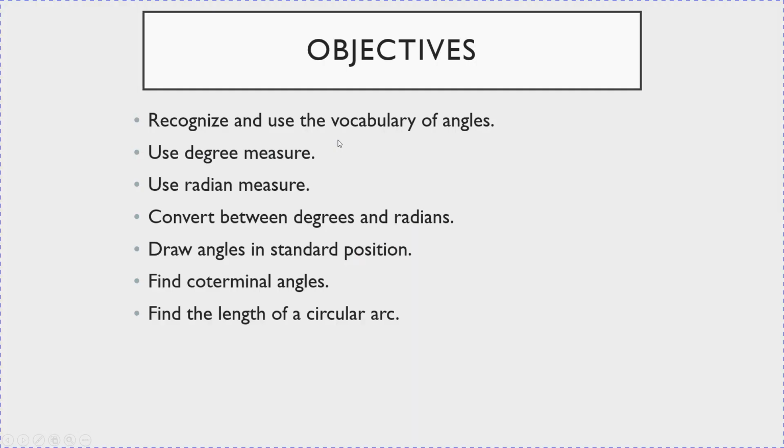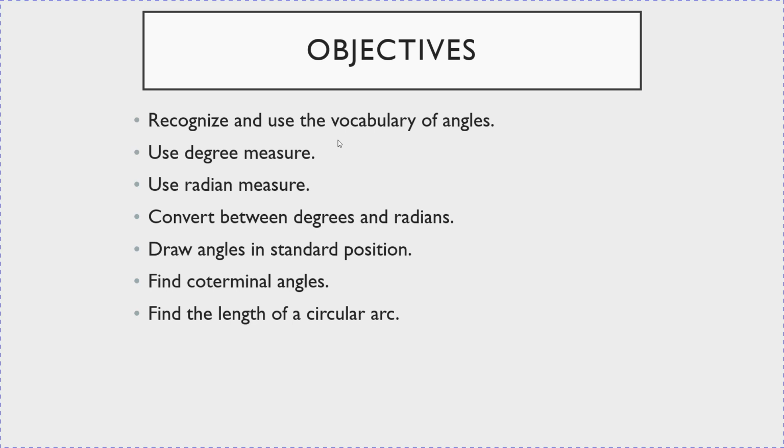Okay. Anyway, so what are we going to work through here? First off, we're going to recognize and use the vocabulary of angles. Then we're going to talk about degree measure. Then we're going to use radian measure. And then we're going to convert between degrees and radians. And then we're going to draw angles in standard position.